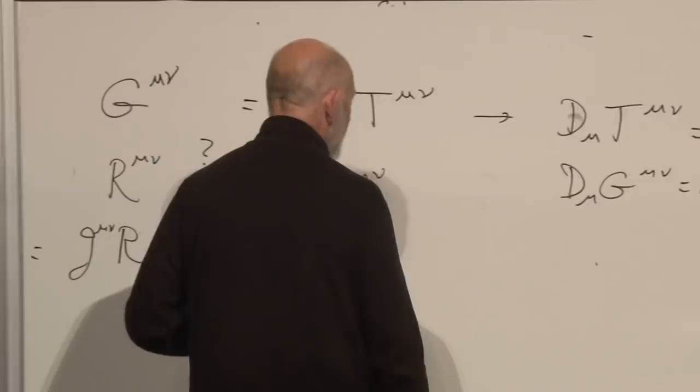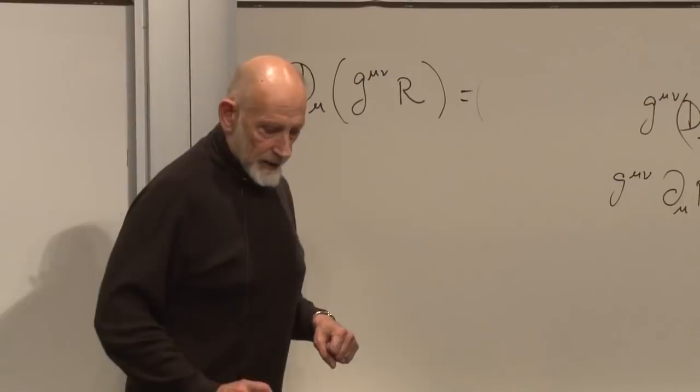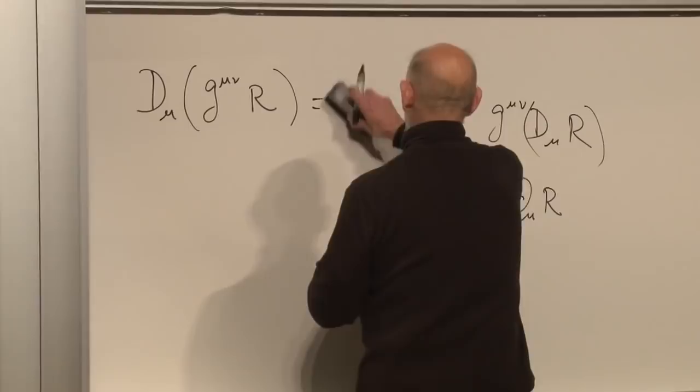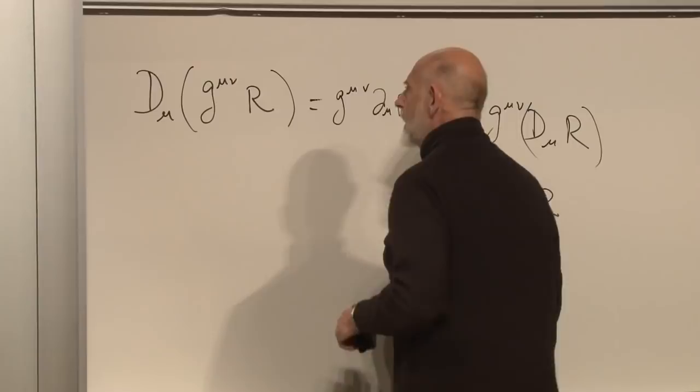First of all, the covariant derivative of this guy over here is not equal to 0, but it is equal to just g mu nu D mu r. So it doesn't work. No good. Bad.